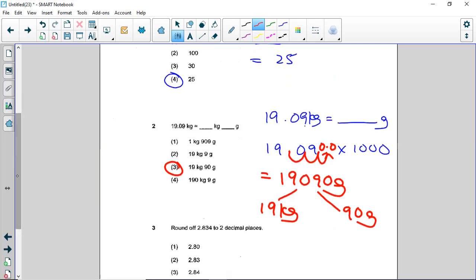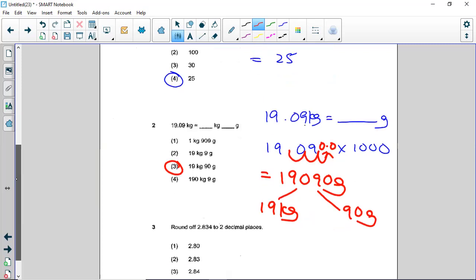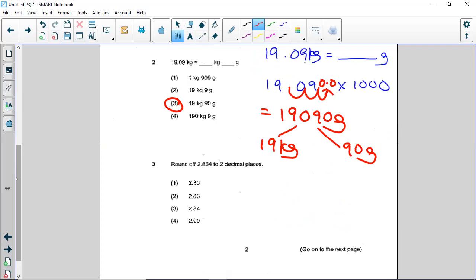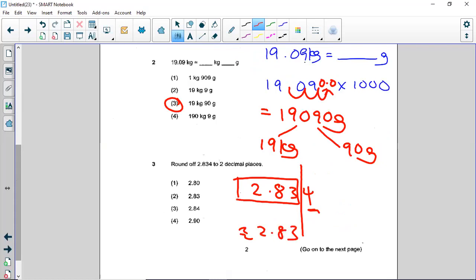Okay, now let's look at number 3. How do you round off to 2 decimal place? So you will need to draw a line. Draw a line to show how a 2 decimal place looks like. So this is how a 2 decimal place looks like. And look at the digit nearest the line. Is it 5 or bigger? No, it's not. So you don't add 1. So it will still be the same, right? So you don't add 1 on the next digit. So you will get 2.83, which is your 2 decimal place.